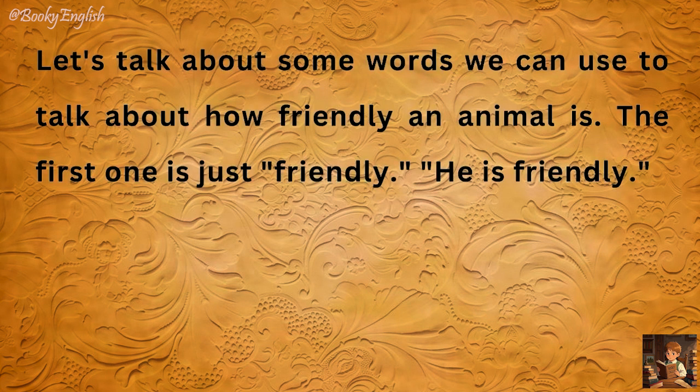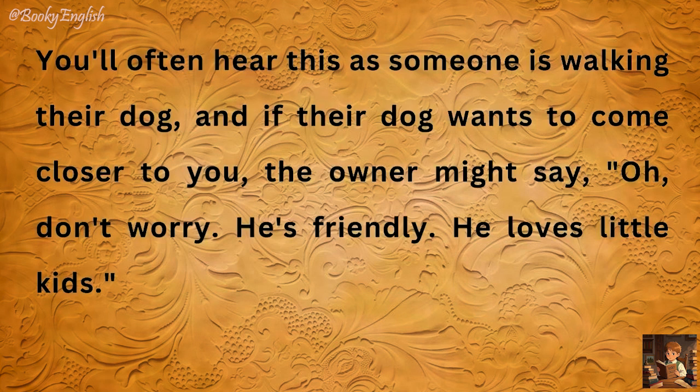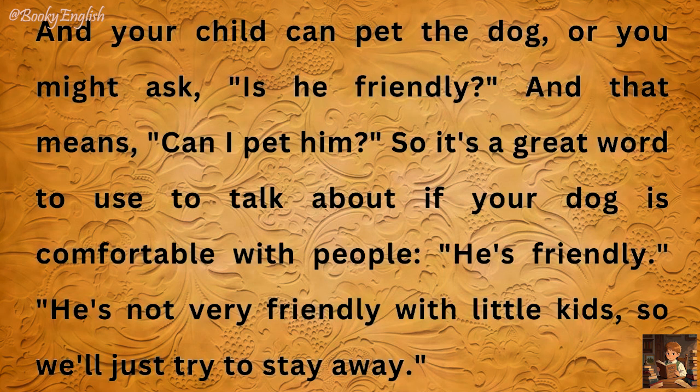He is friendly. You'll often hear this as someone is walking their dog. And if their dog wants to come closer to you, the owner might say, "Oh, don't worry, he's friendly. He loves little kids." And your child can pet the dog, or you might ask, "Is he friendly?" And that means, "Can I pet him?" So it's a great word to use to talk about if your dog is comfortable with people. He's not very friendly with little kids, so we'll just try to stay away.